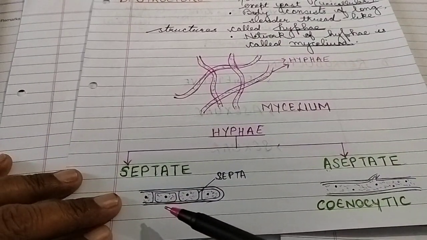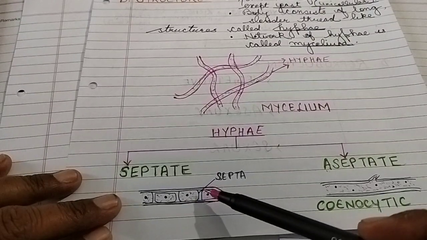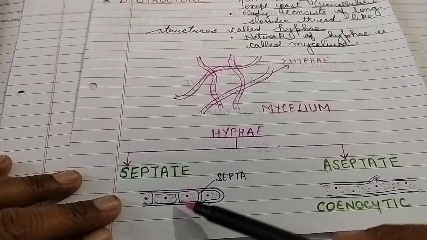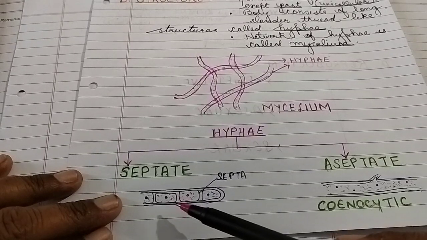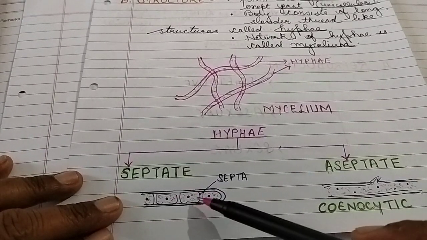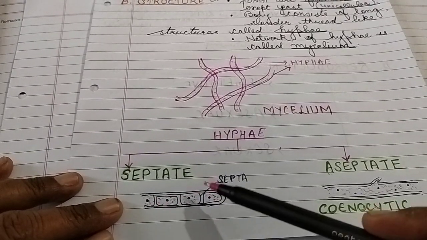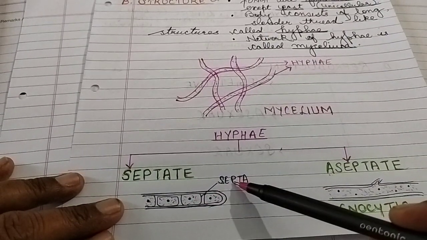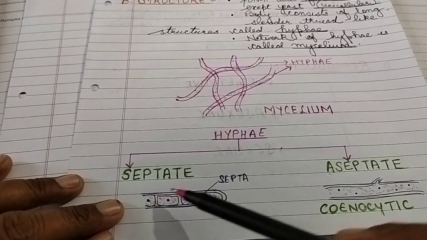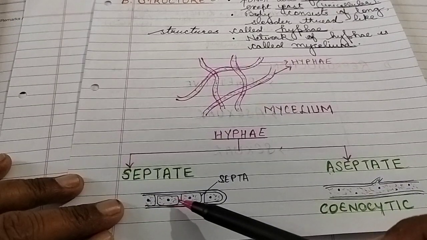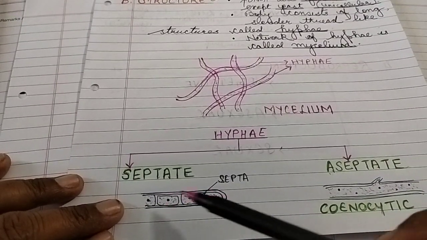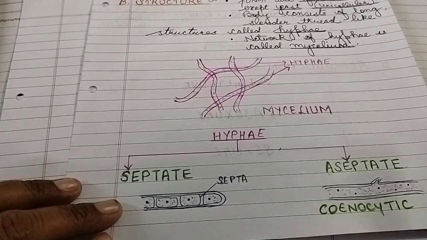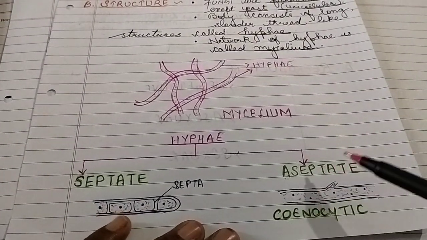You can see here in the diagram that inside the hyphae, in some cases, partitions or cross walls are seen. These cross walls give it the shape of separate cells having one nucleus each. This separating cross wall which separates the hyphae into parts is known as septa, and such a hyphae is called septate hyphae, and it shows uninucleate condition. Uni means one. It shows one nucleus in each compartment.